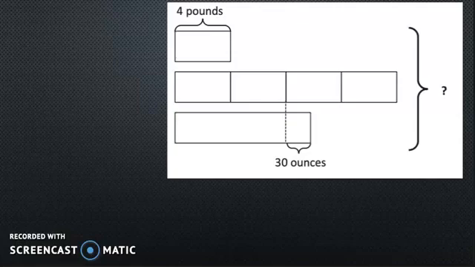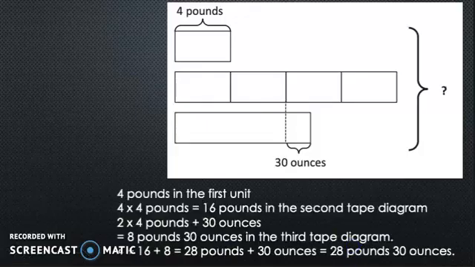So what I noticed is that we have 1 unit equal to 4 pounds. The second tape diagram is 16 pounds, 4 units, and each is 4 pounds. The third tape diagram is equal to 2 units plus 30 ounces. So that's equal to 8 pounds, 30 ounces. It looks like I want the total from all 3 tape diagrams. So that is 4 pounds plus 16 pounds plus 8 pounds, 30 ounces. That equals 28 pounds, 30 ounces.